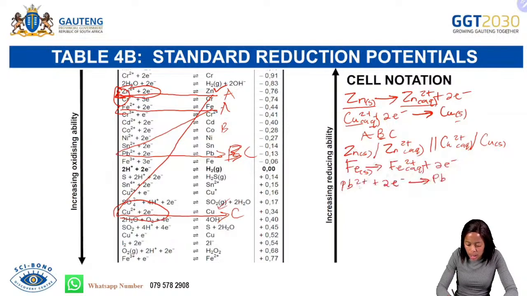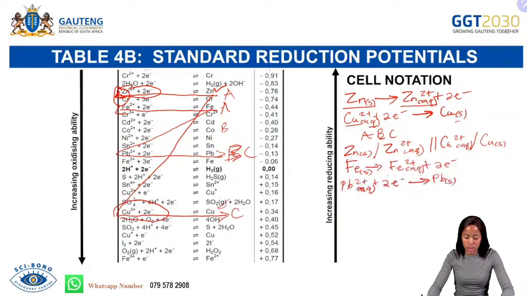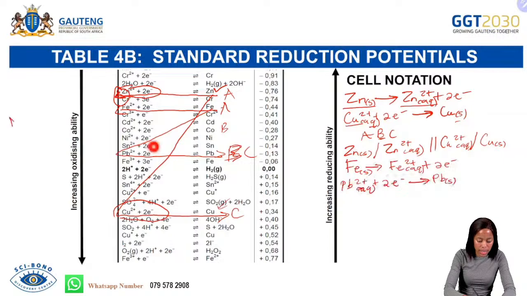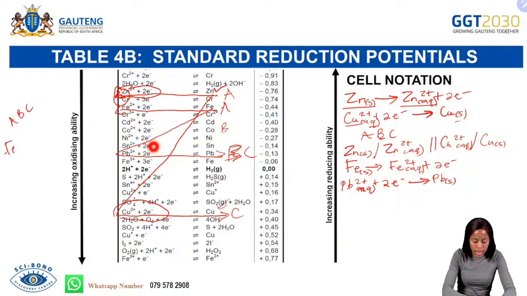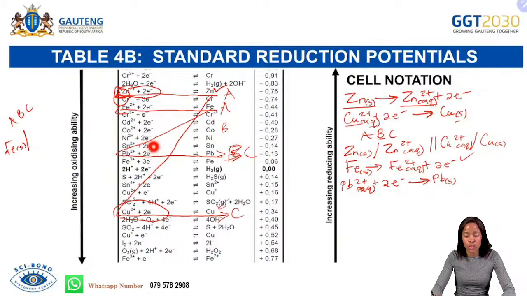Again, if we have a charge, it is aqueous. If we don't have a charge, it's solid. Then we need to write the cell notation, which is as easy as A, B, C. We check again what we have on the left-hand side. We have Fe solid, in terms of the anode. Then we have a solid and an aqueous, so we use a phase separator. So that is Fe, then Fe2+ aqueous.